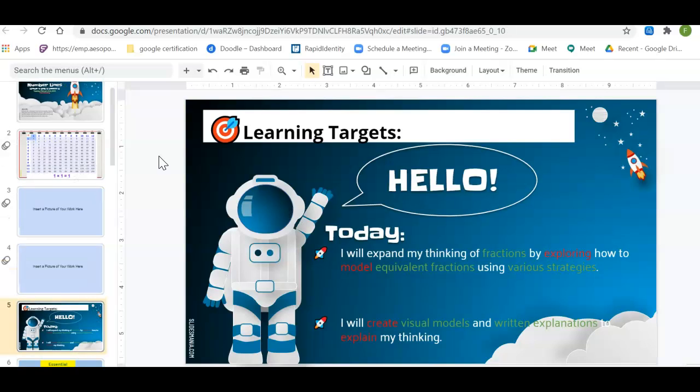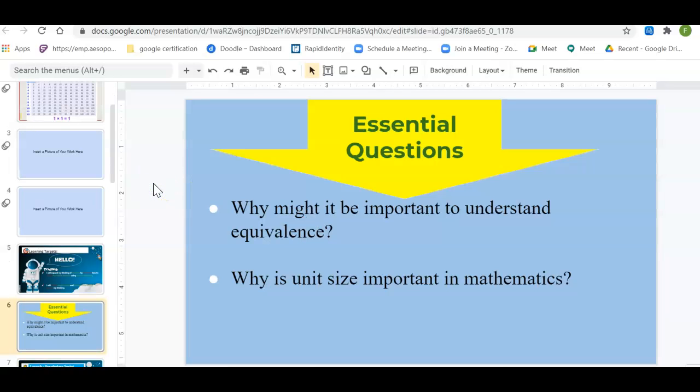Our learning targets for today: I will expand my thinking of fractions by exploring how to model equivalent fractions using various strategies. Also, I will create visual models and written explanations to explain my thinking. Our essential questions for this unit remain the same. Why might it be important to understand equivalence, and why is unit size important in mathematics? We are continuing to build upon our answers to those questions as we go along.